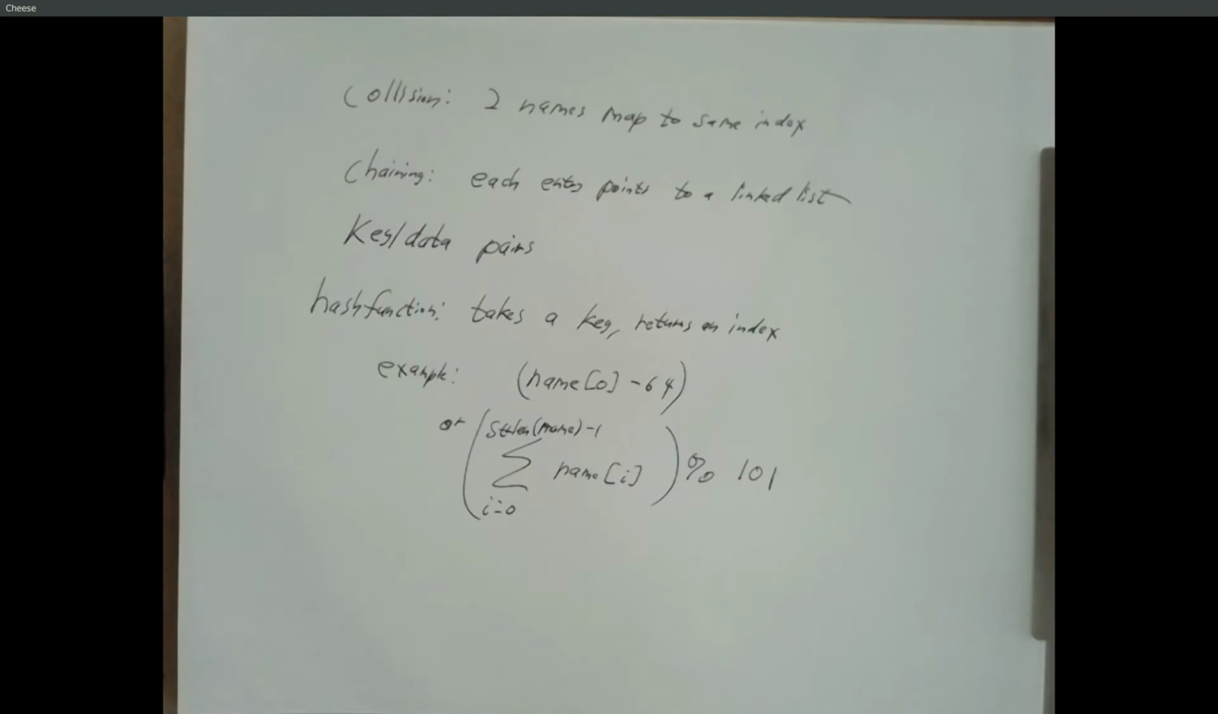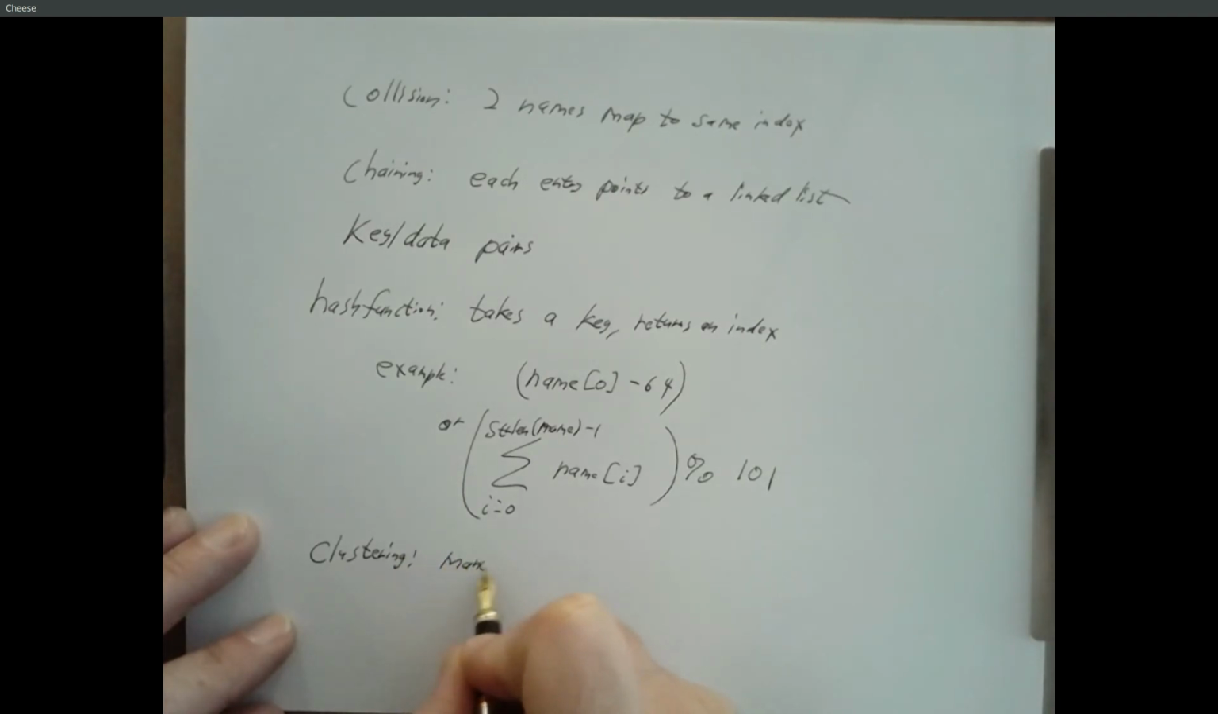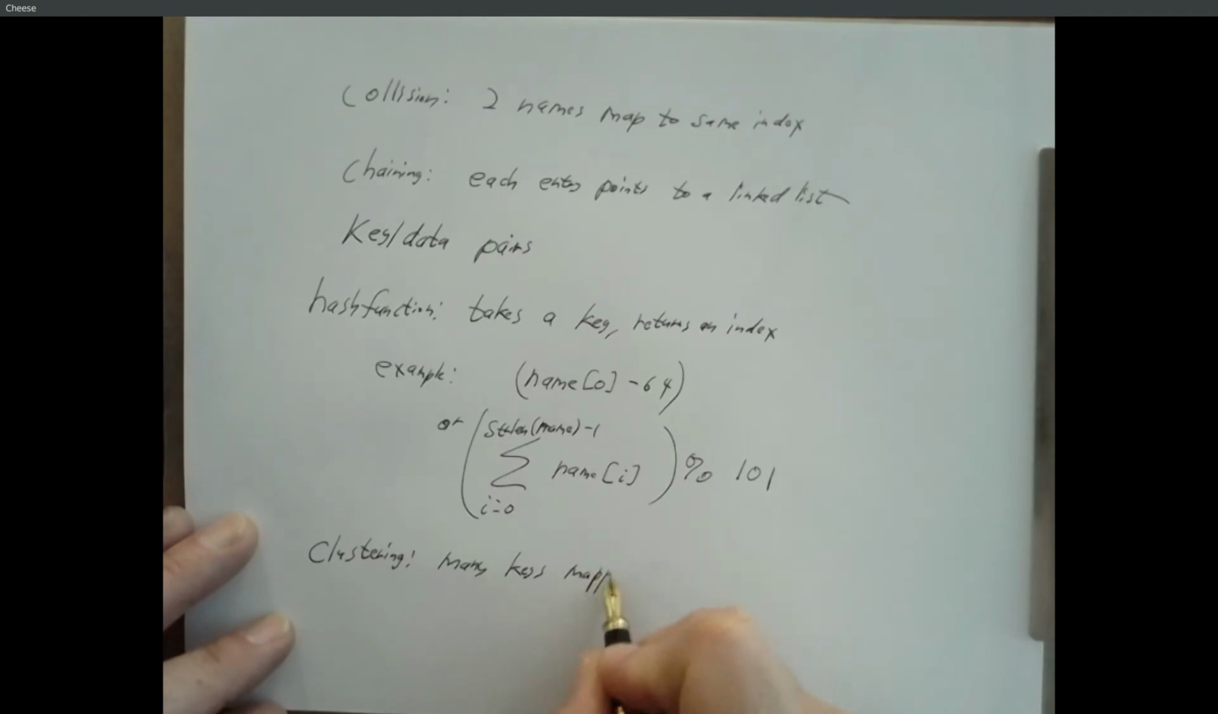So a good hash function will jumble things up, and two names that might look very close to us will end up pointing to very different locations in the arrays. A poor hash function leads to something called clustering. Clustering is many keys mapped near each other.